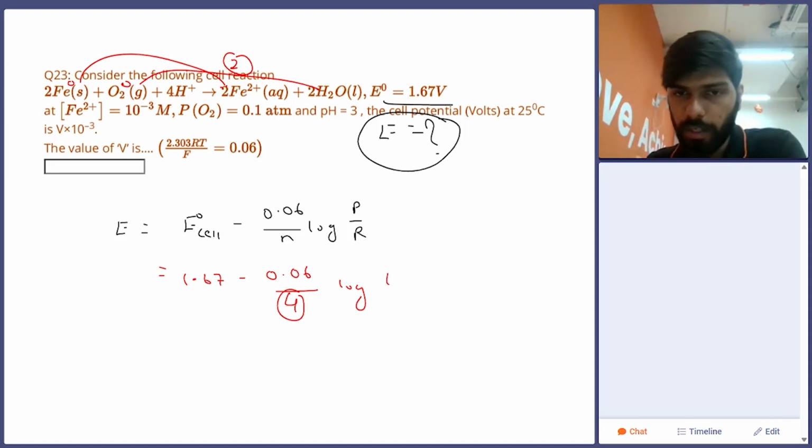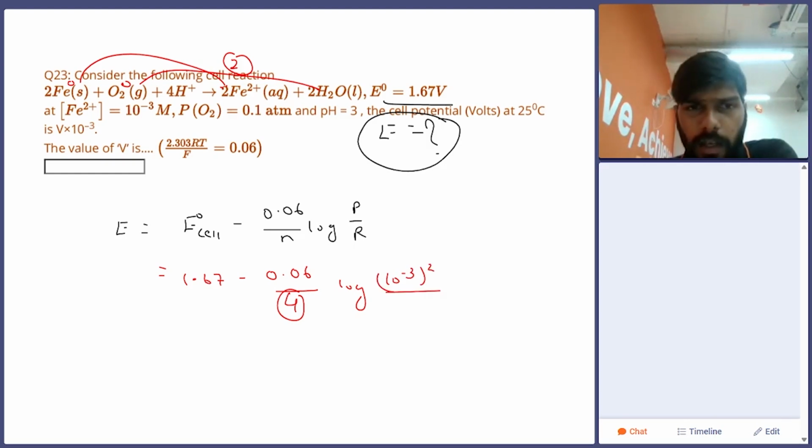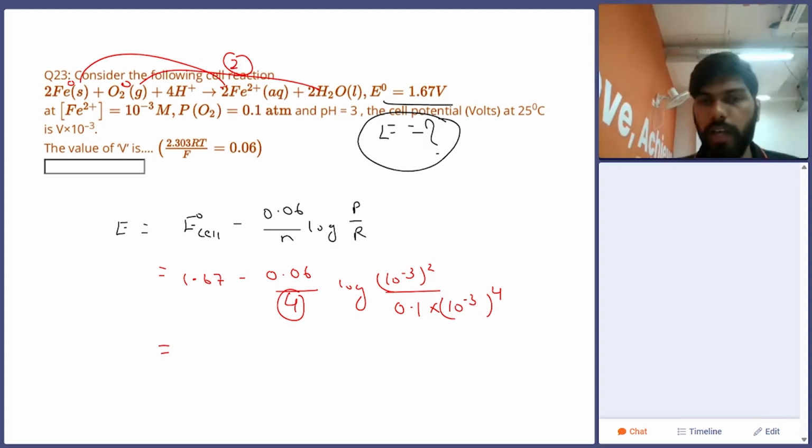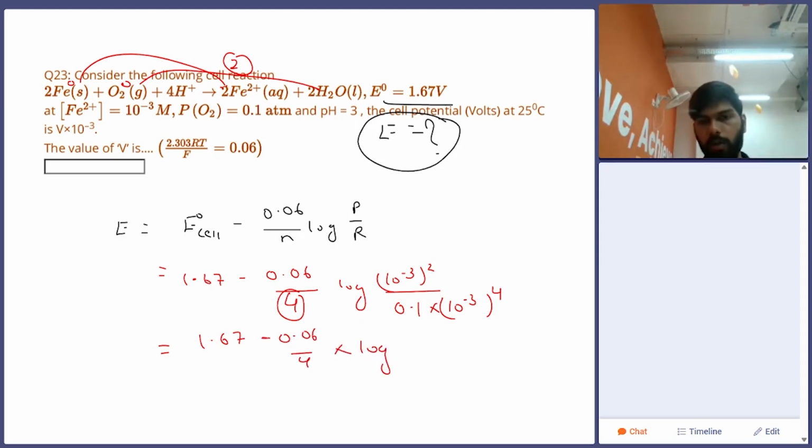So the product here is 10 to the power minus 3, and that whole square, upon this oxygen and hydrogen. So this is your 0.1 into the pH, 10 to the power minus 3 hydrogen concentration we will get, to the power 4. Okay, so now we have to solve this. So 1.67 minus 0.06 by 4 into log of 10 to the power 3 into 10 to the power 3 into 10.